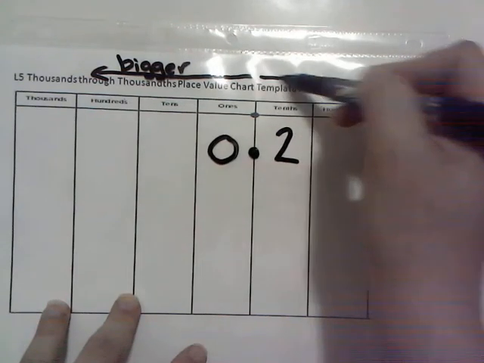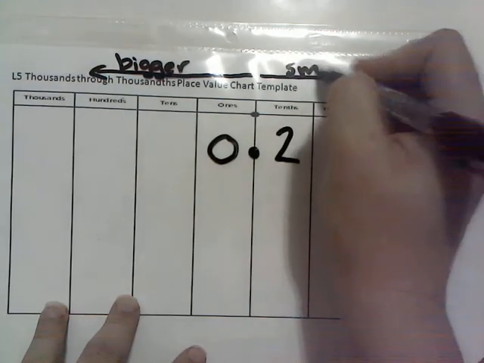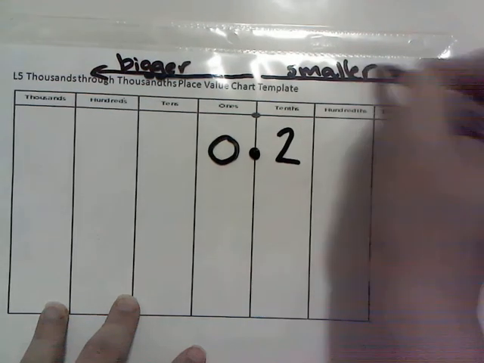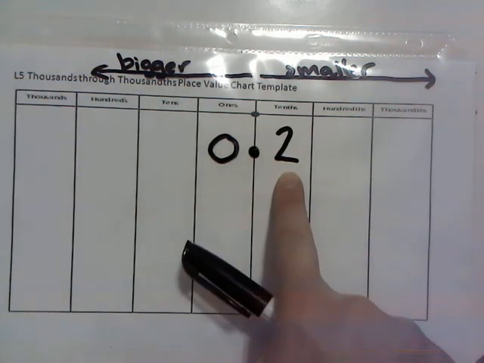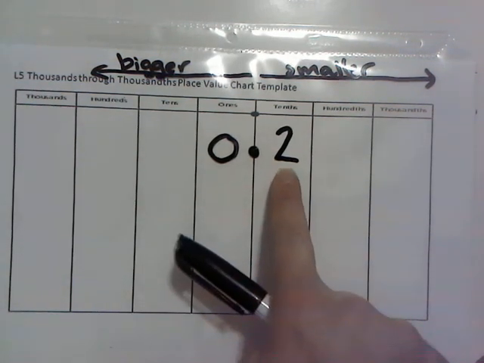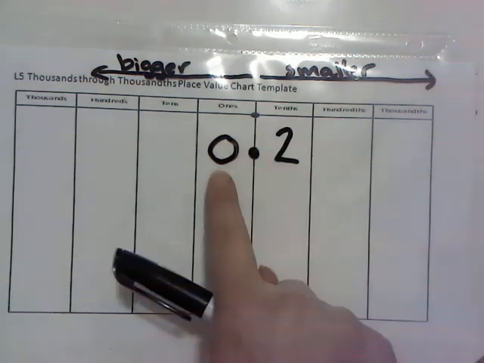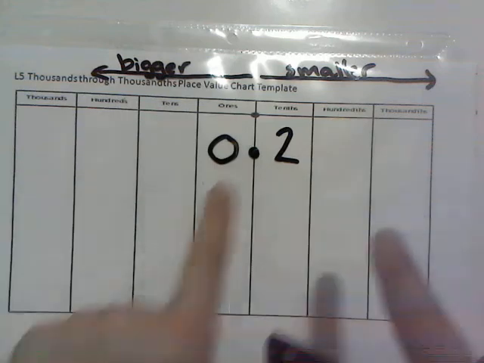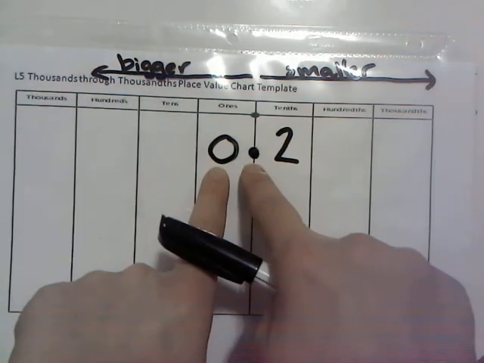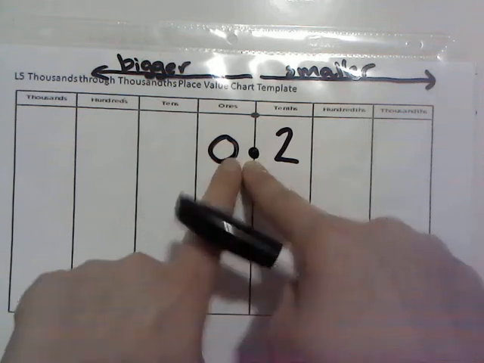To the right, as I go right, I'm getting smaller with the size of my units. So this digit is going to be worth less than this digit because it's to the right. Everything to the left of that decimal point means that it's a whole number.